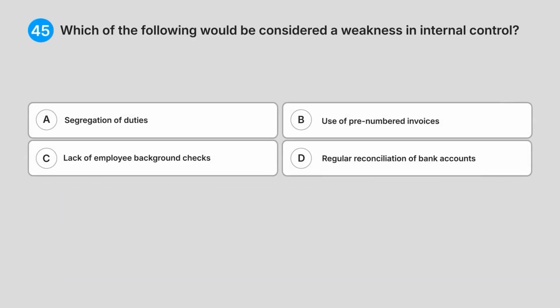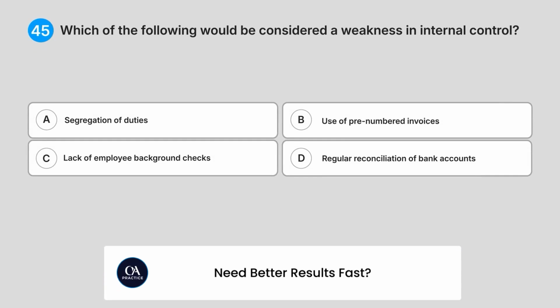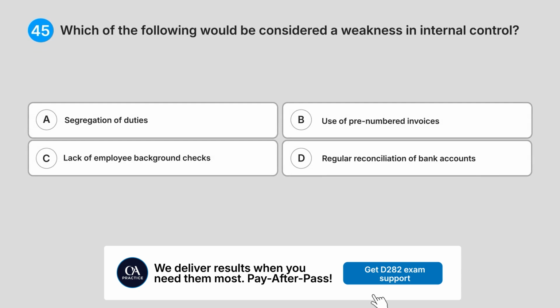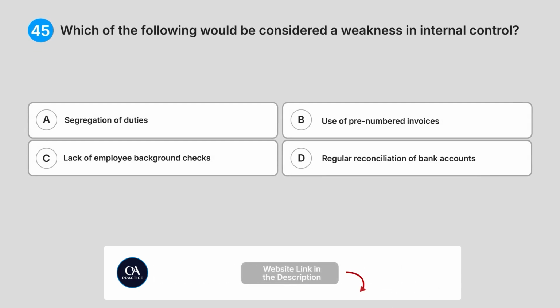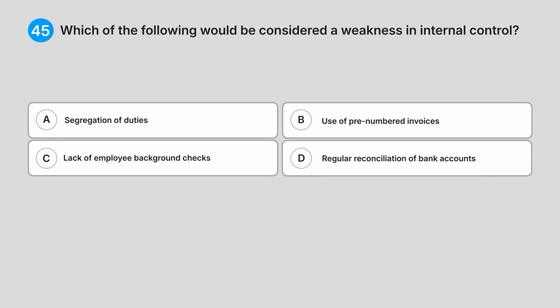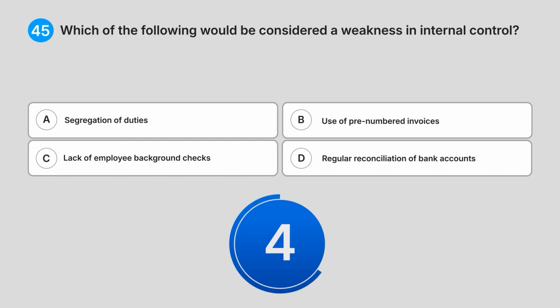45. Which of the following would be considered a weakness in internal control? A. Segregation of duties. B. Use of pre-numbered invoices. C. Lack of employee background checks. D. Regular reconciliation of bank accounts. What do you think is the answer?